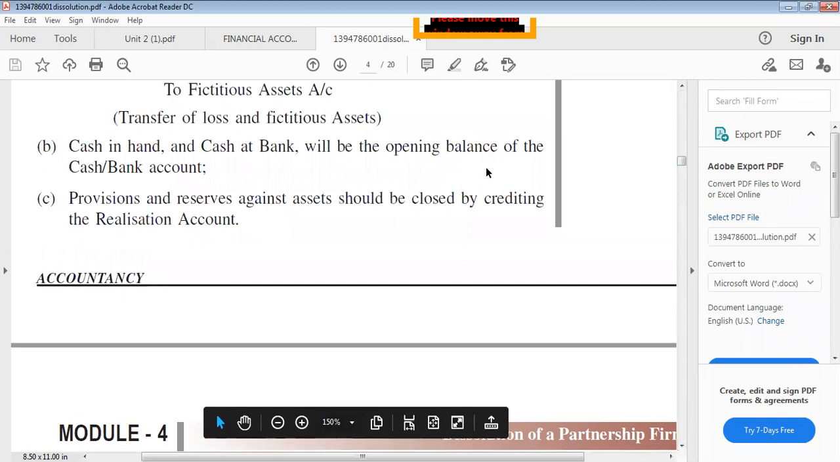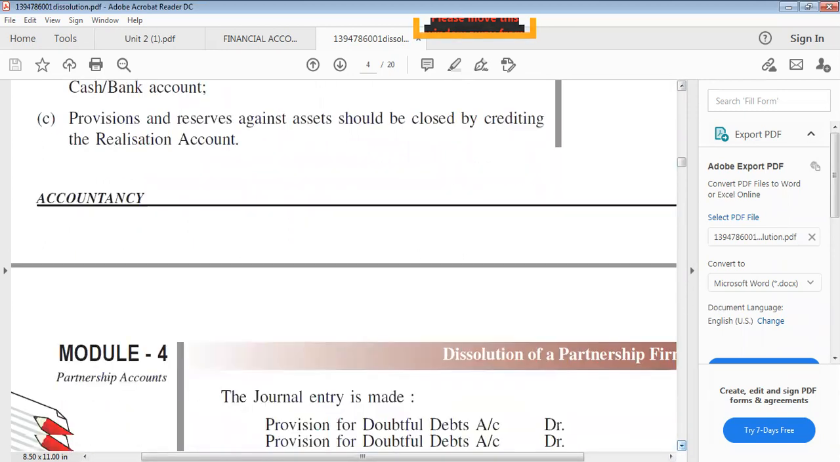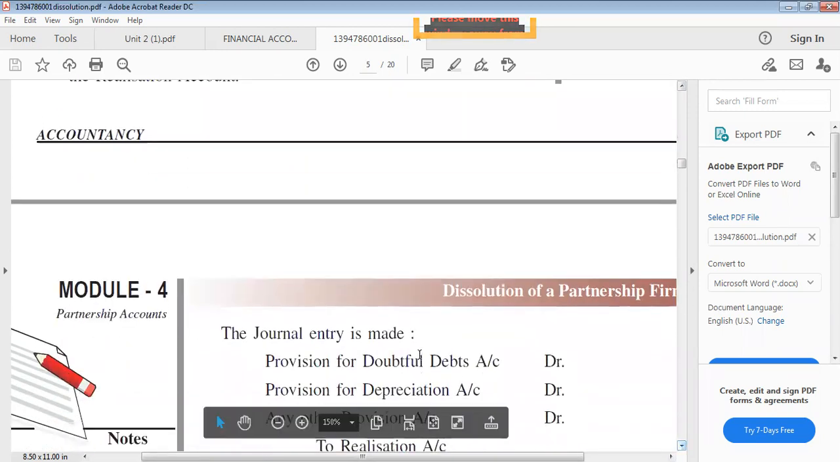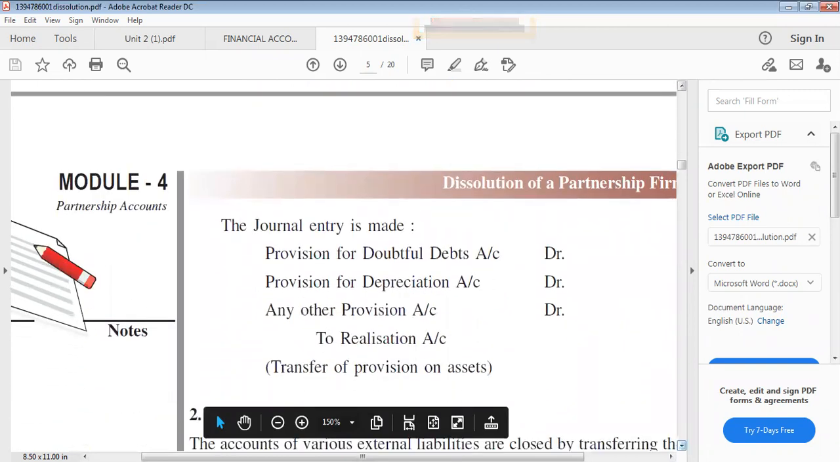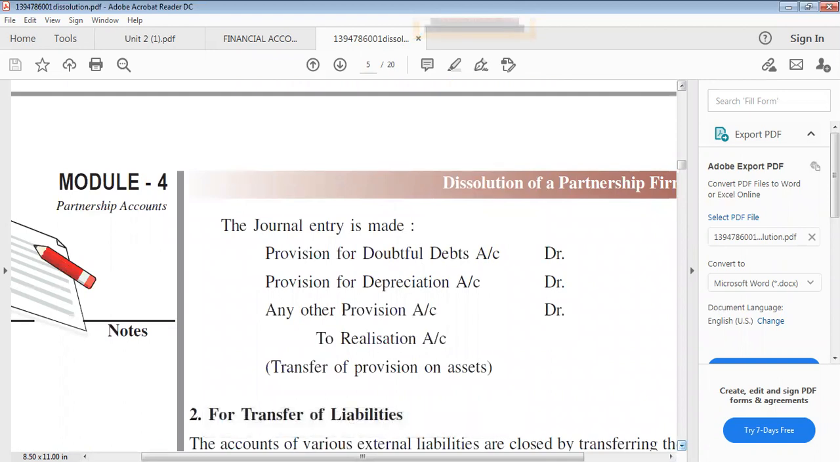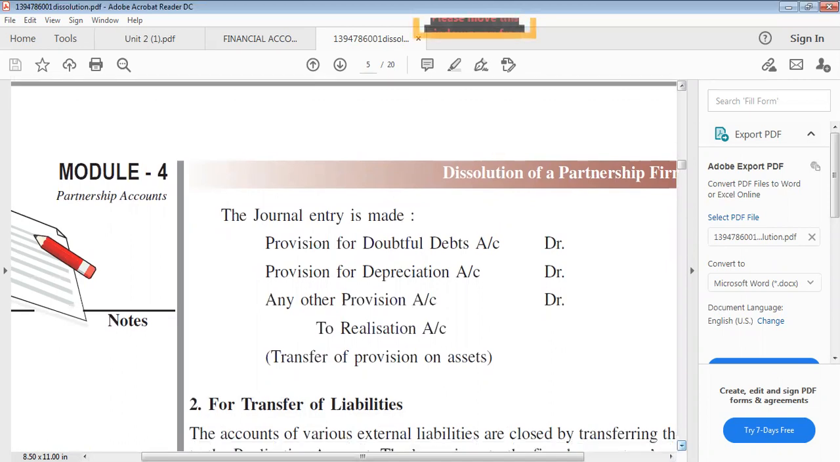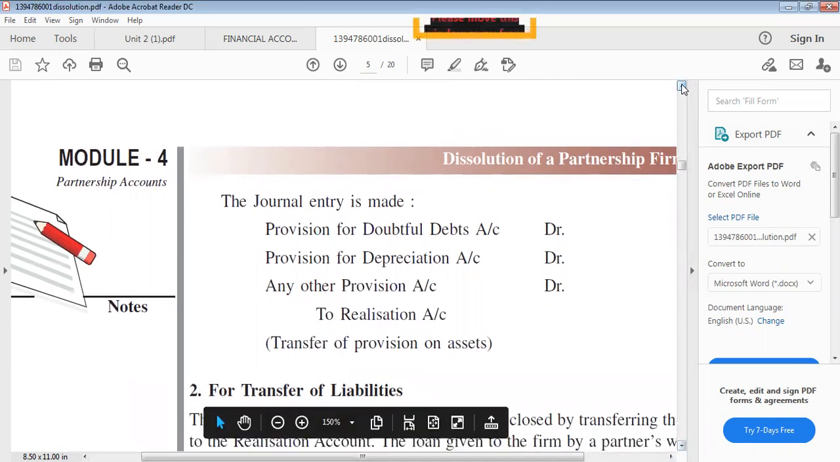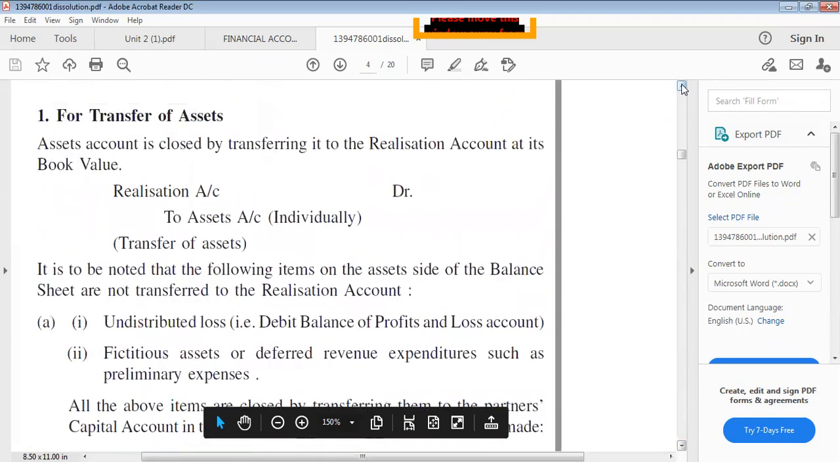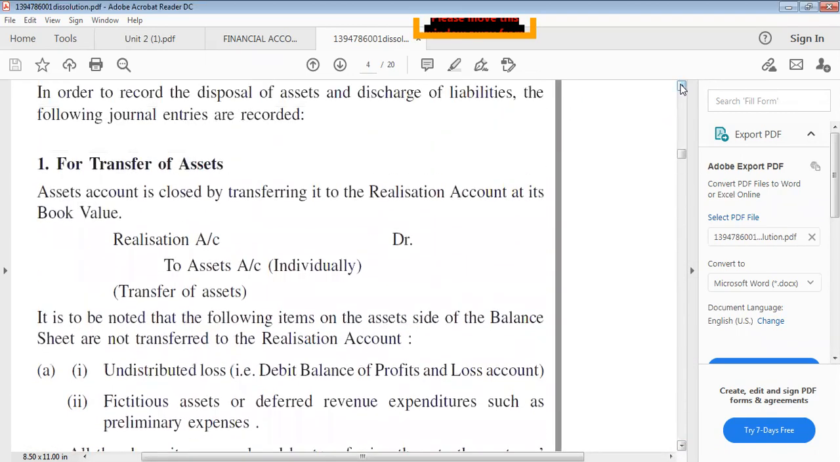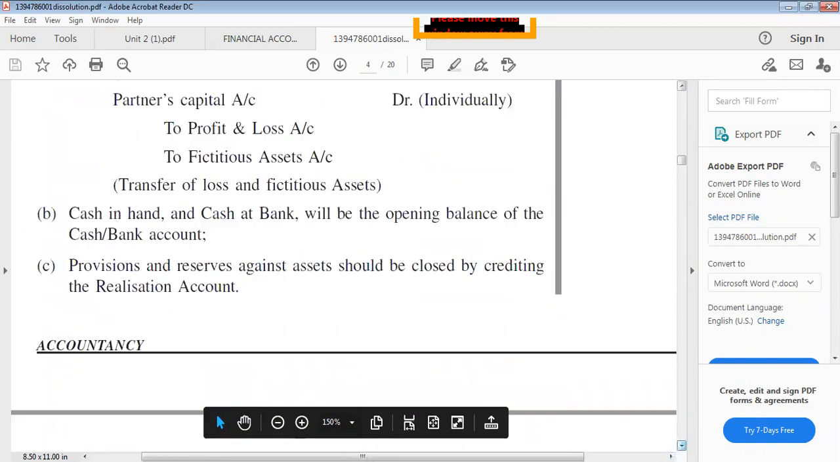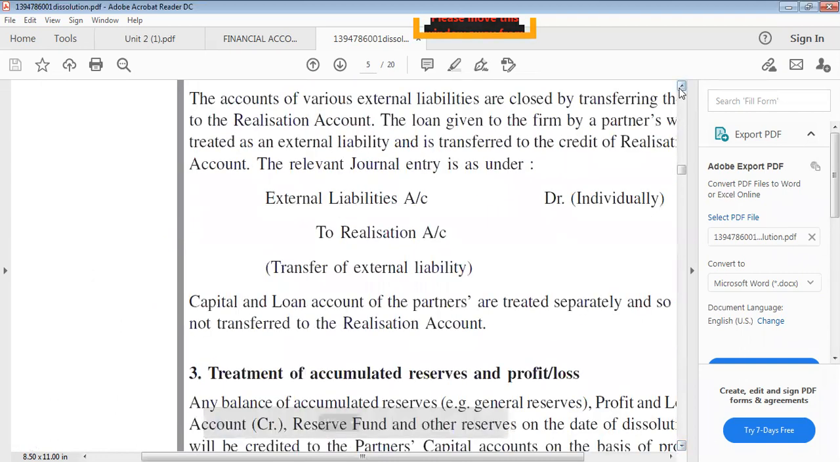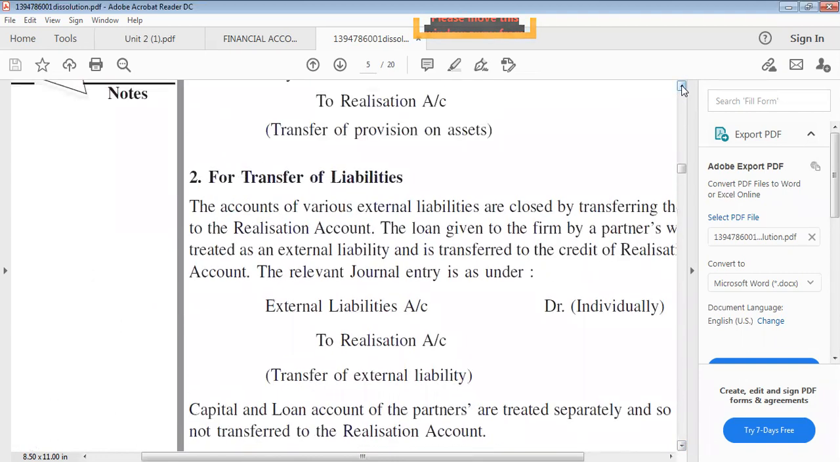The journal entry for these provisions and reserves: debit provision for doubtful debts, debit provision for depreciation, and then debit any other provision as well, and credit realization account. Right? So far, we have looked at what? Transfers of assets as it relates to the dissolution of a partnership firm. Now we look at transfer of liabilities.